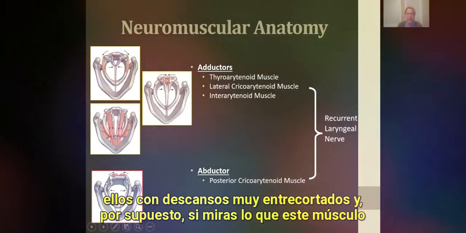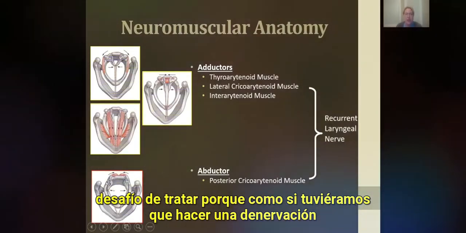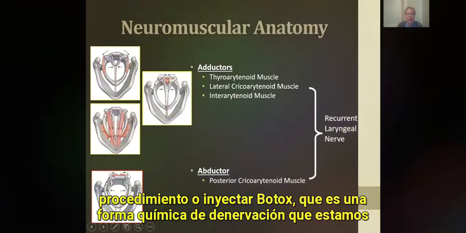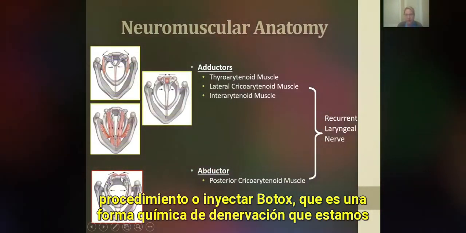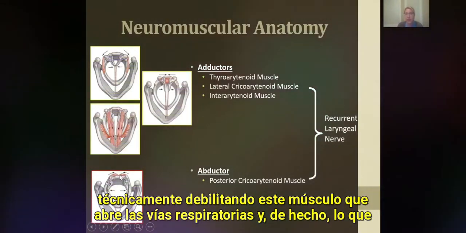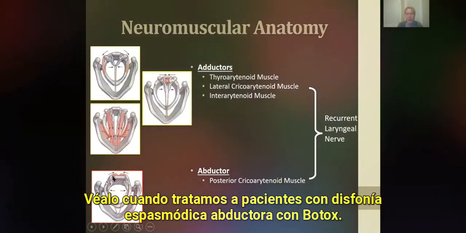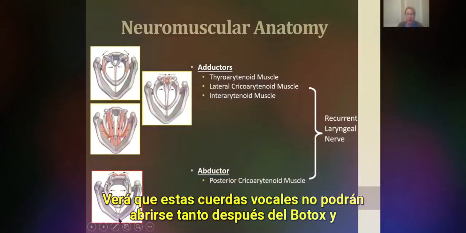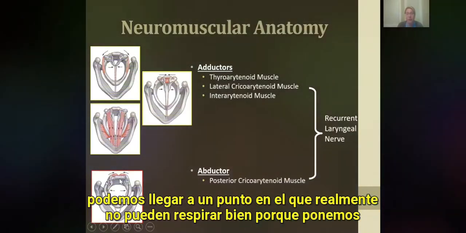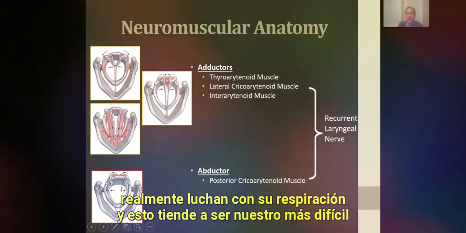And of course, if you look at what this muscle is doing, this muscle is actually opening the airway. So that makes it a real challenge to treat, because if we were to do either a denervation procedure or inject Botox, which is a chemical form of denervation, we're technically weakening this muscle that opens the airway. And in fact, what we'll see when we treat patients with abductor spasmodic dysphonia with Botox, we'll see that these vocal cords won't be able to open as much after the Botox. And we can get to a point that they really can't breathe well at all because we put so much Botox in that their vocal cords really can't open well, and they really struggle with their breathing.